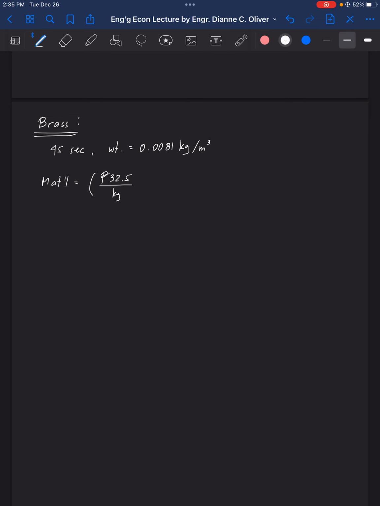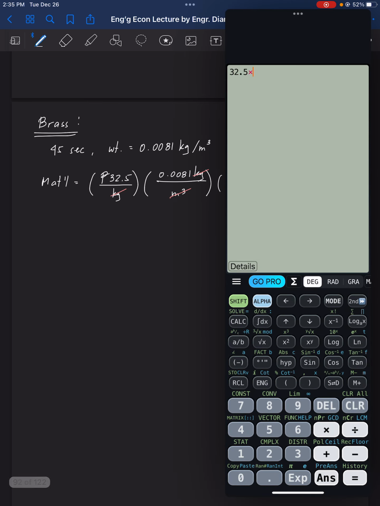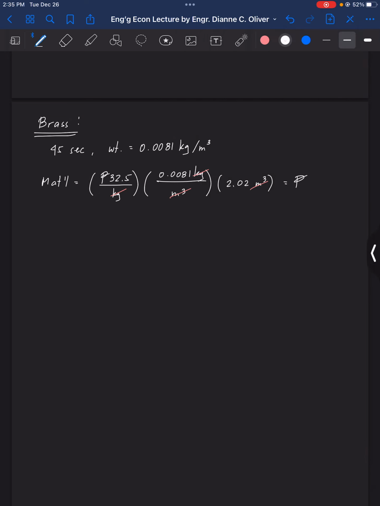32.5 per kilogram. Cancel kilogram using the weight per cubic meter, and then cancel cubic meter using the raw volume, which is 2.02 cubic meter. So how much? Cancel kilogram, cancel cubic meter. So how much? 0.5318.